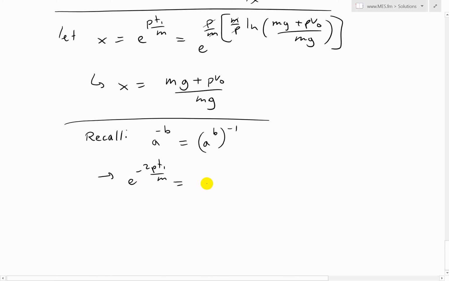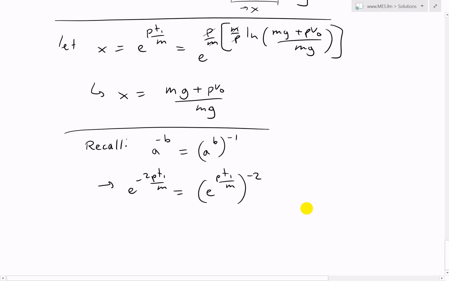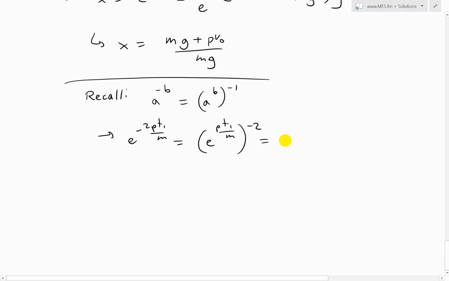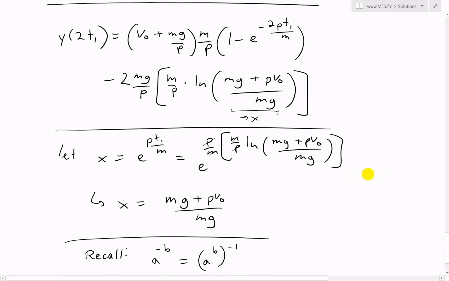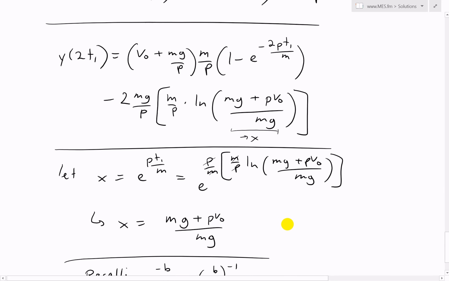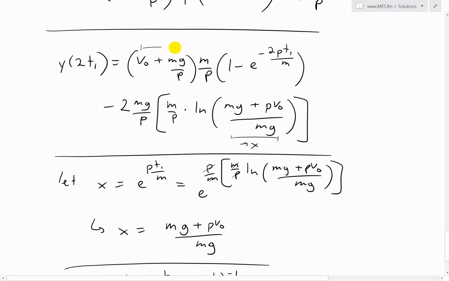It's the same thing as writing e to the, and then take the negative, but there's a 2 as well, so take the negative 2 as well. So we'll have here, this is going to be e to the pt1 over m, to the power of negative 2. And the reason we're doing this is because e to the power of pt1 over m is x. So this is equal to x to the power of negative 2. So that's another way of simplifying it. Now before going further, I'm going to simplify this part right here as well.